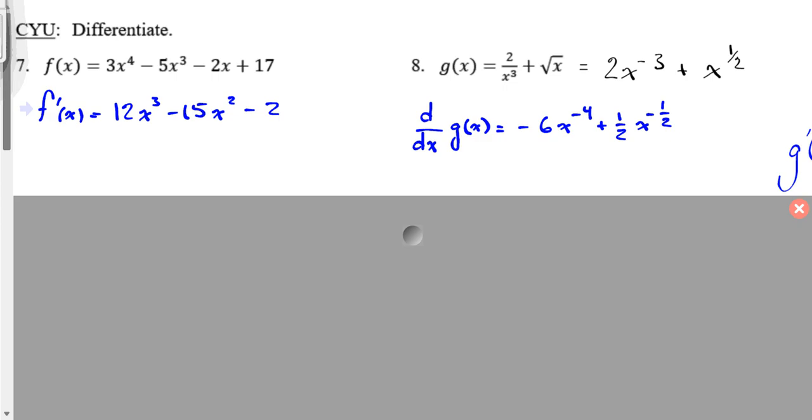Yep. For number 8, I put d over dx just so you get familiar with this notation. It means the same thing. Derivative with respect to x of the g of x function. Often what we'll do is we'll just write g prime of x, because that's a little bit quicker, but I want you to get familiar with the notation, so I'm going to keep bringing it up.